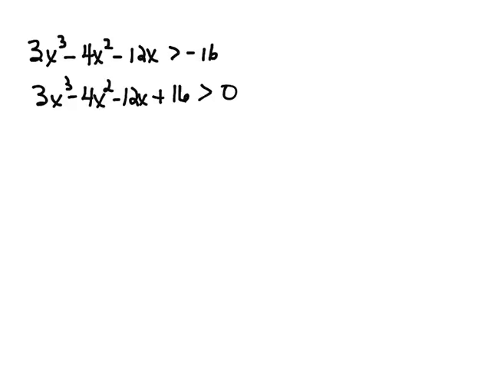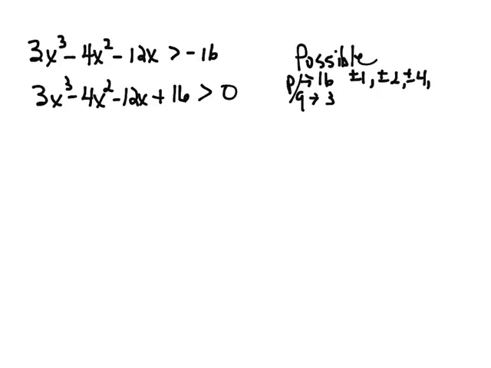Sometimes it will factor easily, or we can use what we've learned previously in this chapter about our rational root theorem, which is if this has any possible rational roots, they're going to be of the form p over q, where p is a factor of 16 and q is a factor of 3. So the possible factors of 16 are plus or minus 1, plus or minus 2, plus or minus 4, plus or minus 8, plus or minus 16. And the factors of 3 are plus or minus 1, plus or minus 3.